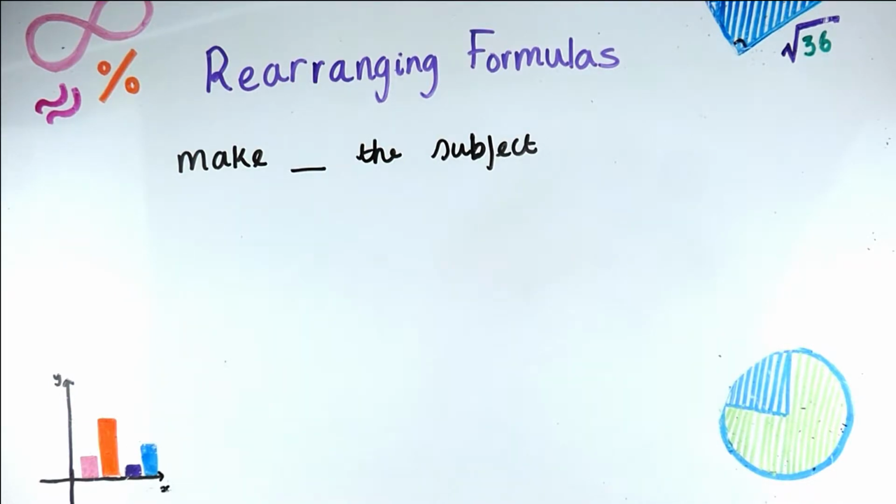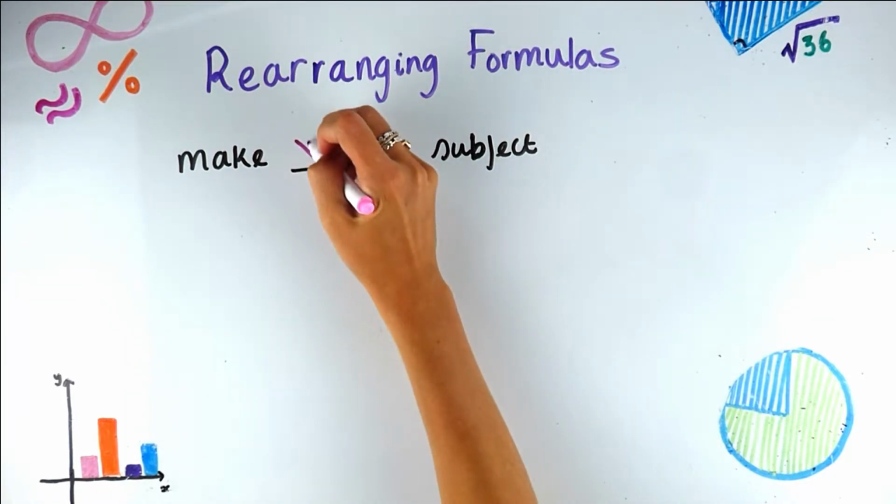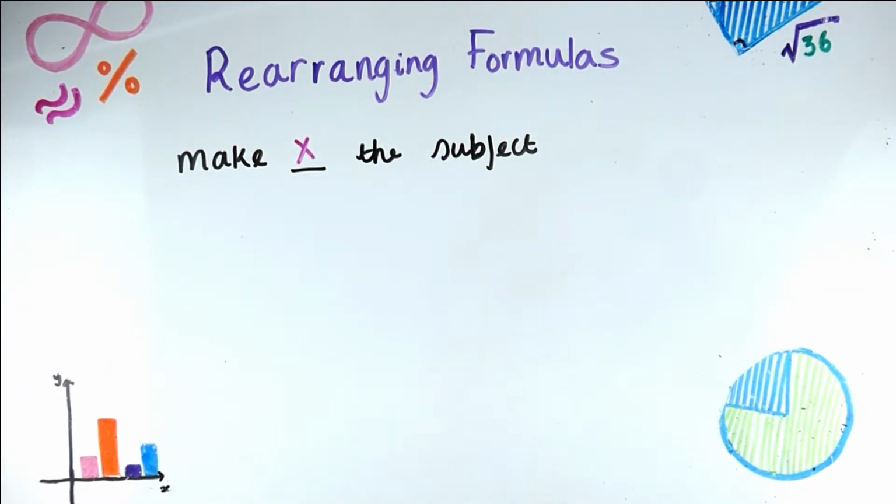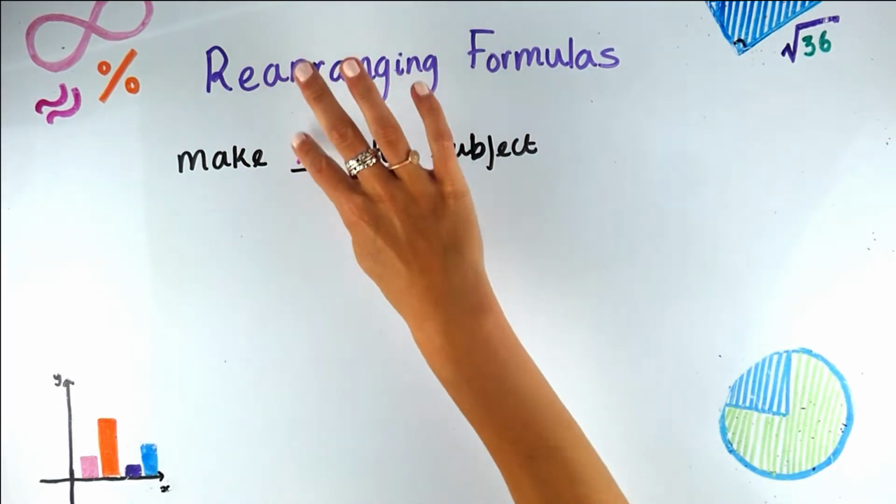The subject is maybe X, maybe Y, maybe A, maybe B, etc. So that's always the way they phrase this question. So we're just going to go ahead and do loads of examples and get used to all the different things that they can throw at you.